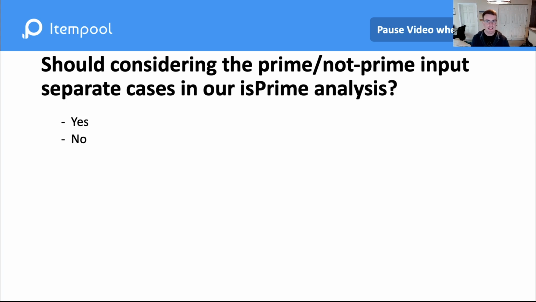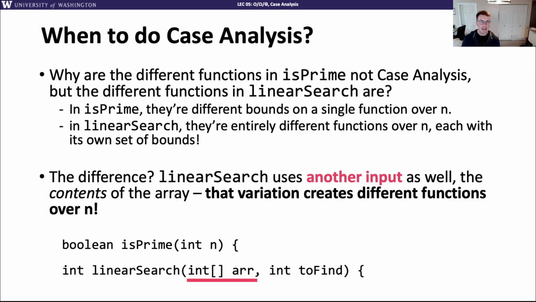consider these separate cases. The reason is, when you do a case analysis, you're coming up with a new code model, a new runtime function. That runtime function tells you how many operations happen for any input size n. Now for the is prime example, there's only one runtime function, right? There's only one thing to change in that function, which is the size, the number we passed in. And so that is prime example only has one case.